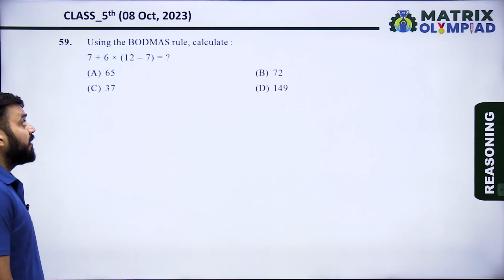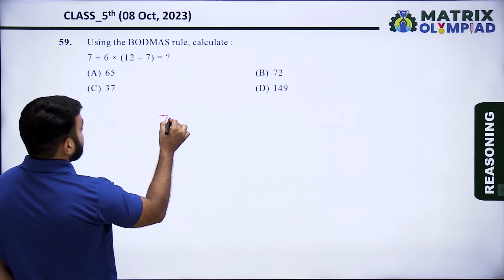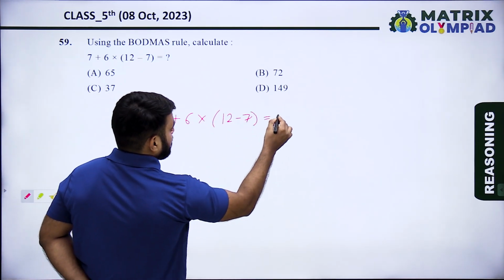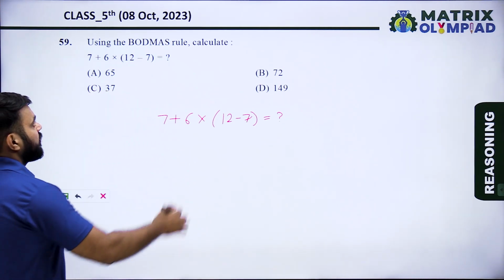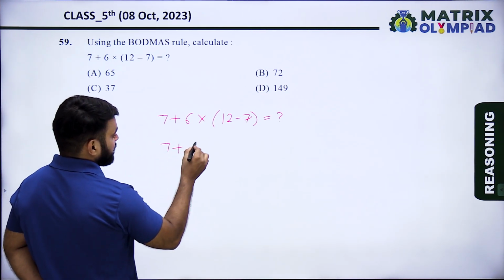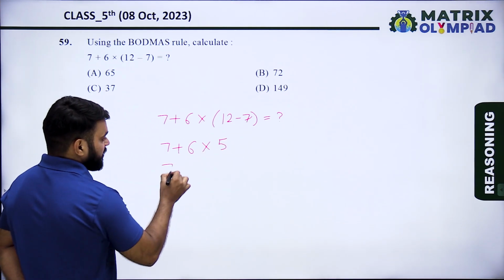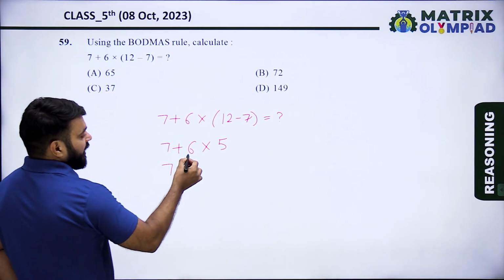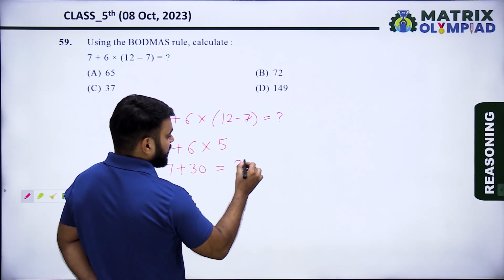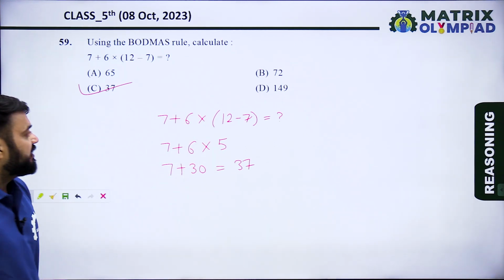Using the BODMAS rule, calculate the given expression: 7 plus 6 multiplied by the bracket 12 minus 7. Find the value of the given expression. B means bracket, so first solve the bracket. 12 minus 7 means 5. Then 7 plus, multiply 6 into 5, it means 30. 7 plus 30 means 37. 37 is the value of the given expression. It means option C is the correct answer.